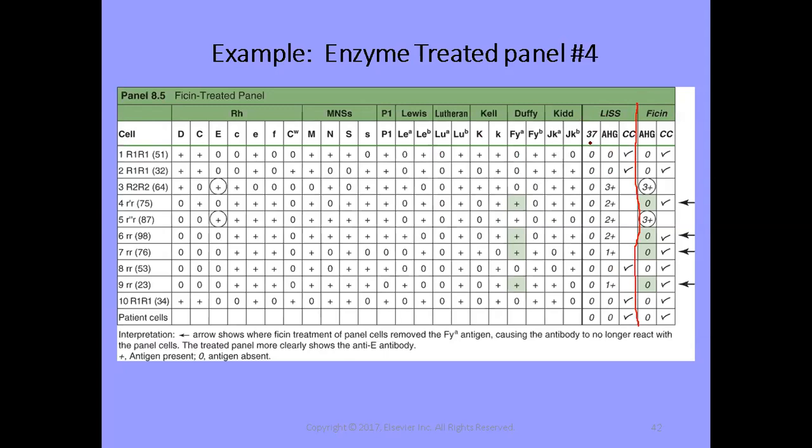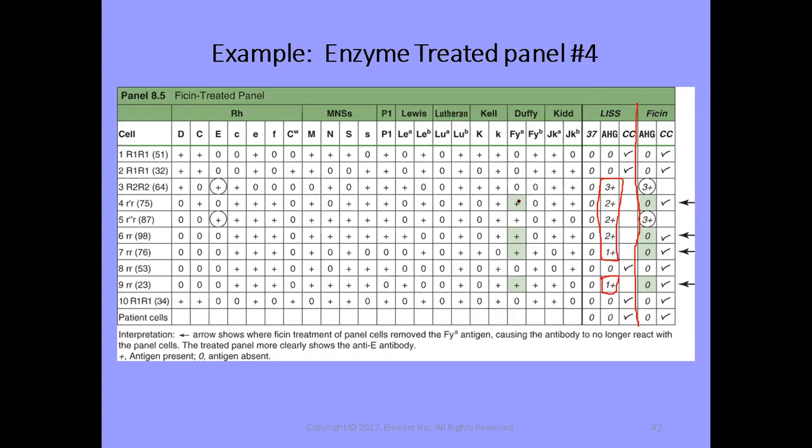We see the original results here, 37 AHG and check cells. And so these were the reactions initially, that were positive. And when we looked at this panel previously, we saw that some of the reactions were from the big E, and we thought some were from Duffy. And so you can see the pattern of reactivity here, how cell 3 contributed to this, cell 5 was positive here, and then we can see the Duffys also.